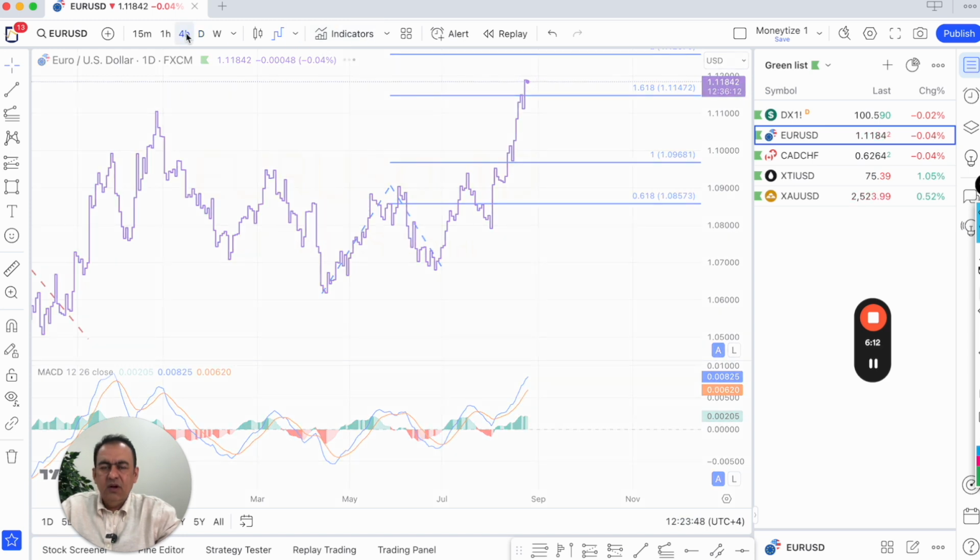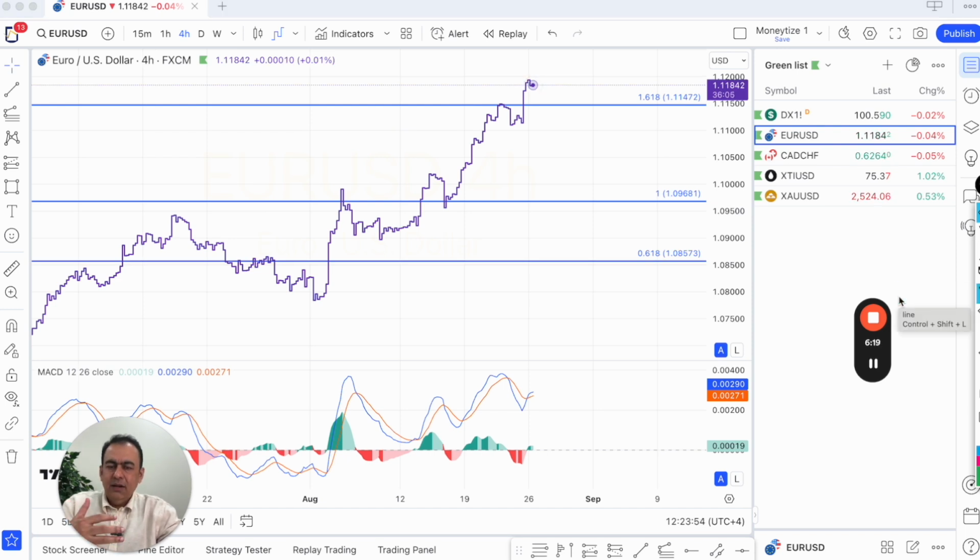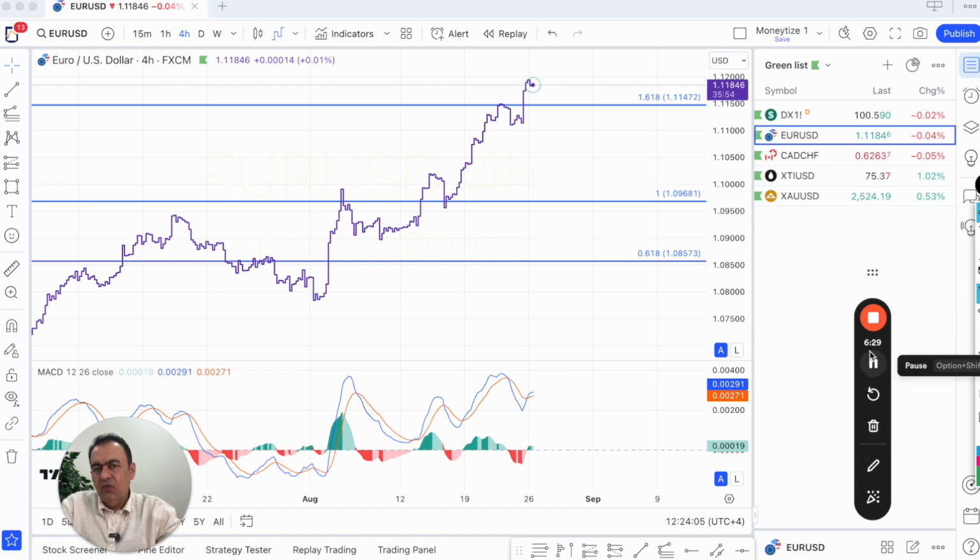Let's move to 4H now. On the 4-hourly chart, again, there is a probability of bearish divergence. So euro dollar chart is exactly inverse of dollar index. So if dollar index is showing a probability of bullish divergence on the 4-hourly chart, euro dollar is showing the probability of bearish divergence on the 4-hourly chart.